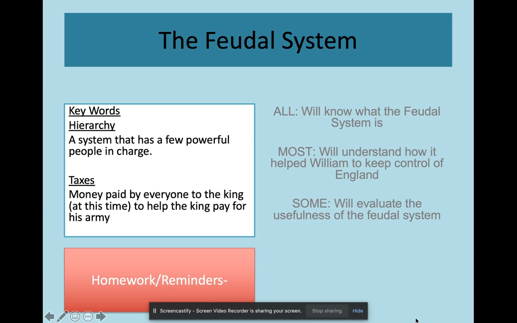Hi, Year 7. So in today's lesson, we're going to be having a look at the feudal system. That means you need to write down today's title, the feudal system, the date, and your two keywords and their definitions. Pause the video now to give you time to do that.